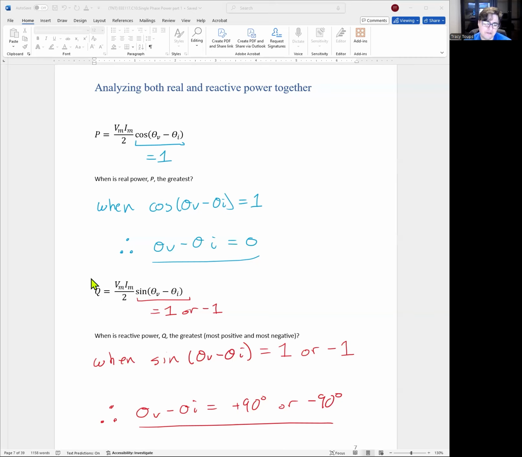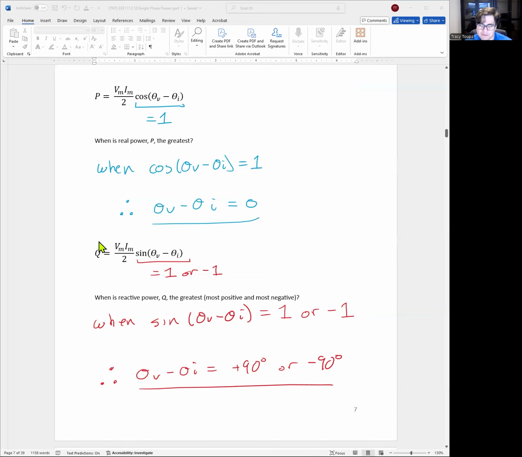Conversely, how can we make reactive power 100%? How can we have all reactive power? Or how do we maximize reactive power? Well, this is a sine function, when this is sine 1 or negative 1. We can maximize the sine function by having the phase angle difference between the voltage and current be either positive 90 degrees or negative 90 degrees. So the more the phase angle shift between voltage and current approaches plus or minus 90 degrees, because that's about the maximum you can realistically get, the more reactive power you'll have.